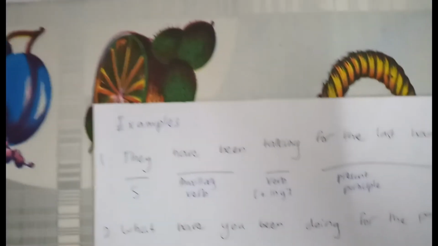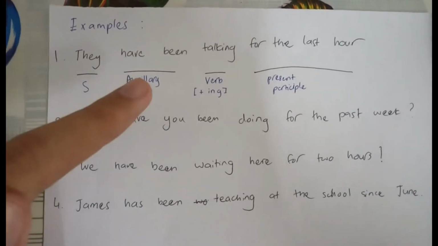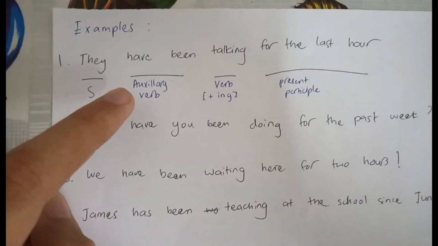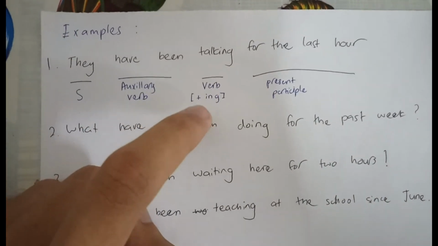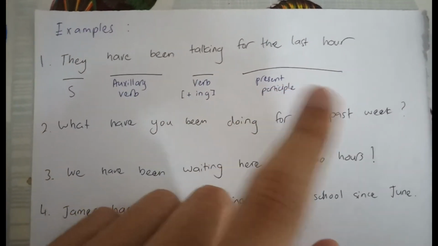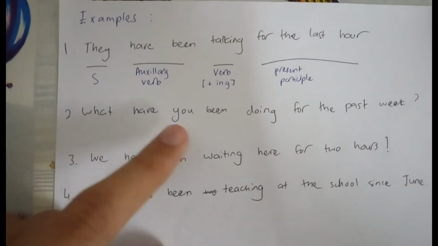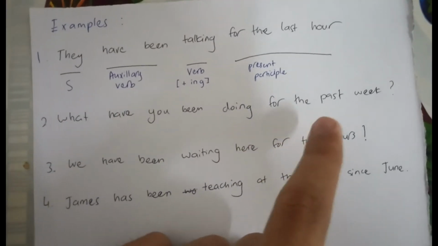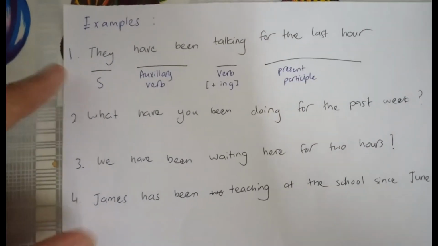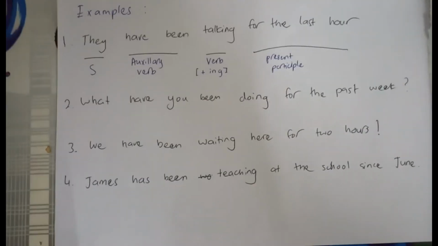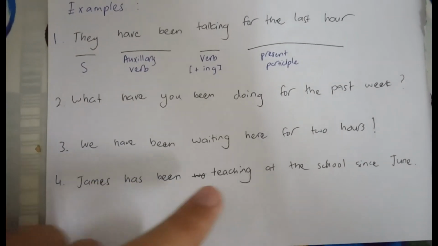Now, another examples of present perfect continuous tense sentences are: they have been talking for the last hour. They being the subject, have being the auxiliary verb, talking the verb plus ing form, for the last hour. Another example: what have you been doing for the past week? The third one, we have been waiting here for 2 hours. The last one is James has been teaching at the school since June.